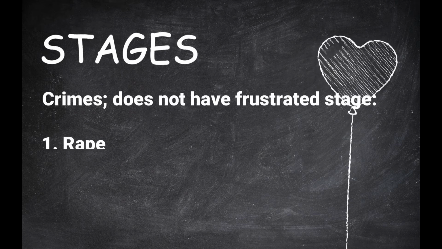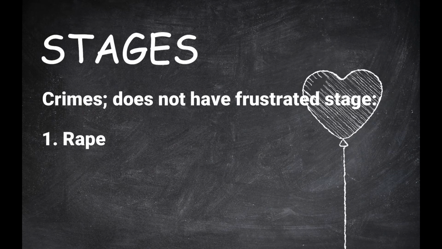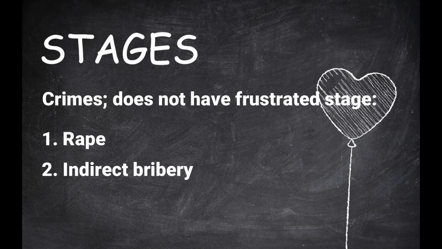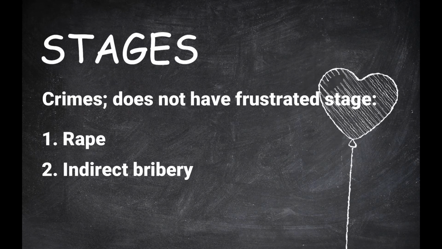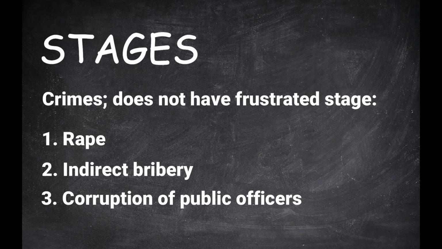1. Rape. Since the gravamen of the offense is carnal knowledge, no matter how slight the penetration is, the felony is consummated. 2. Indirect bribery. If the public officer does not accept the gift, he does not commit the crime, but if he does, it is consummated. 3. Corruption of public officers. Because the offense requires the concurrence of the will of both parties, when the offer is accepted, the offense is consummated, but when the offer is rejected, the offense is merely attempted.